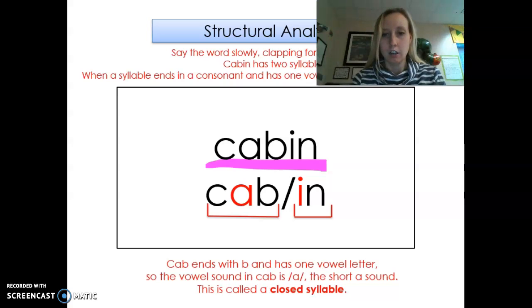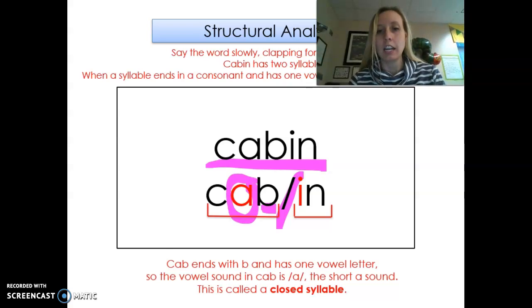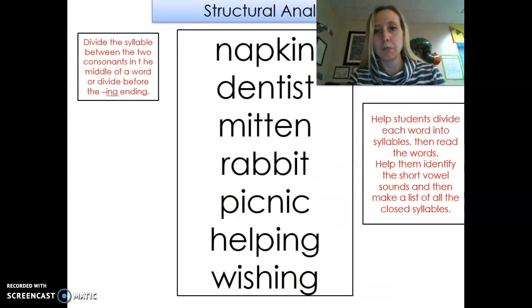Cabin. What you'll notice is if I have a consonant before a vowel, it's a closed syllable. And a closed syllable generally says the short sound. Cabin. That's the short sound. Okay, let's look at a few more of these.